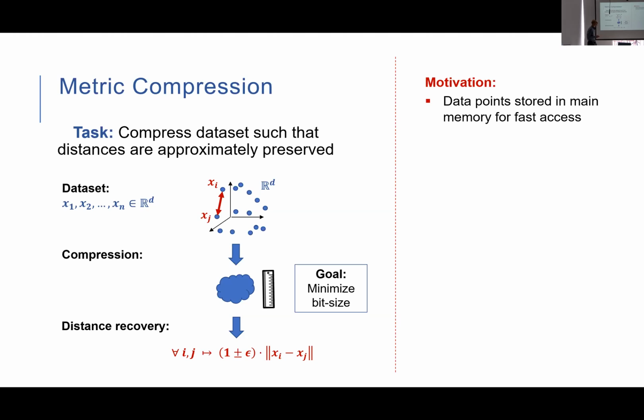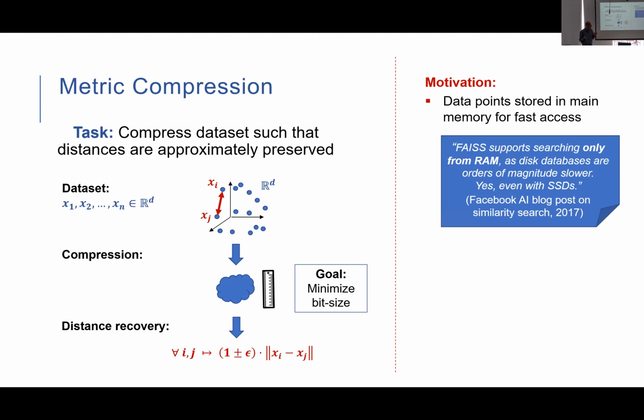Why is it important? So for large-scale search, we usually have to store the points in the main memory of the machine. So for example, Facebook Research has one of the industry standards today for large-scale similarity search. It's a library called FAISS, and they claim outright that they only support the main memory because according to them, there's no point in supporting anything else. It's just too slow.